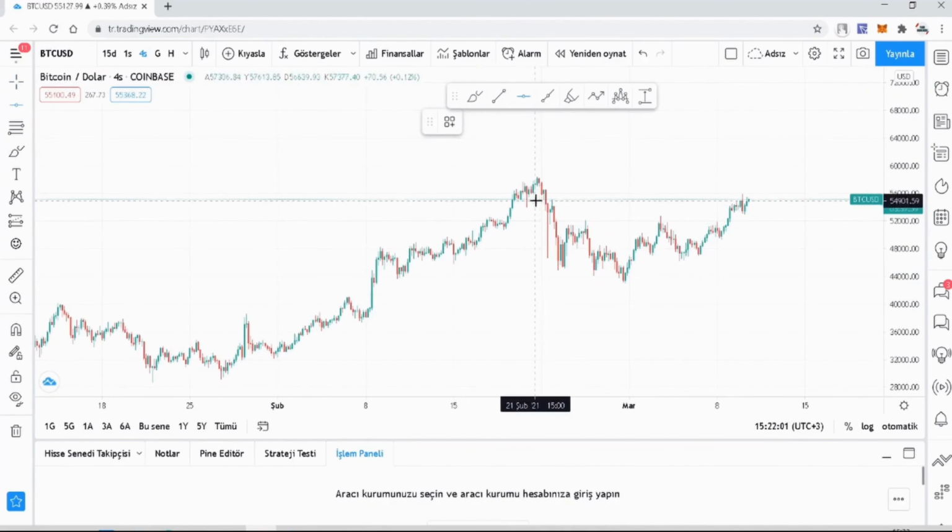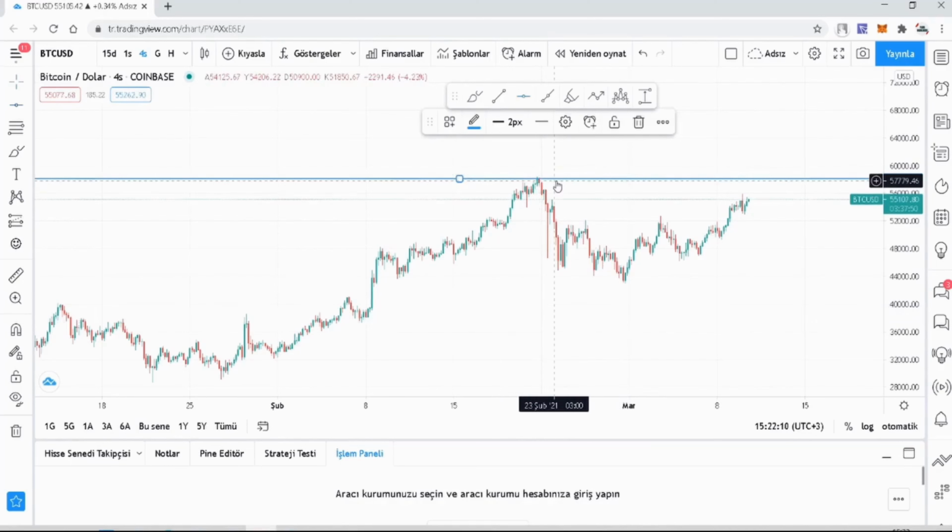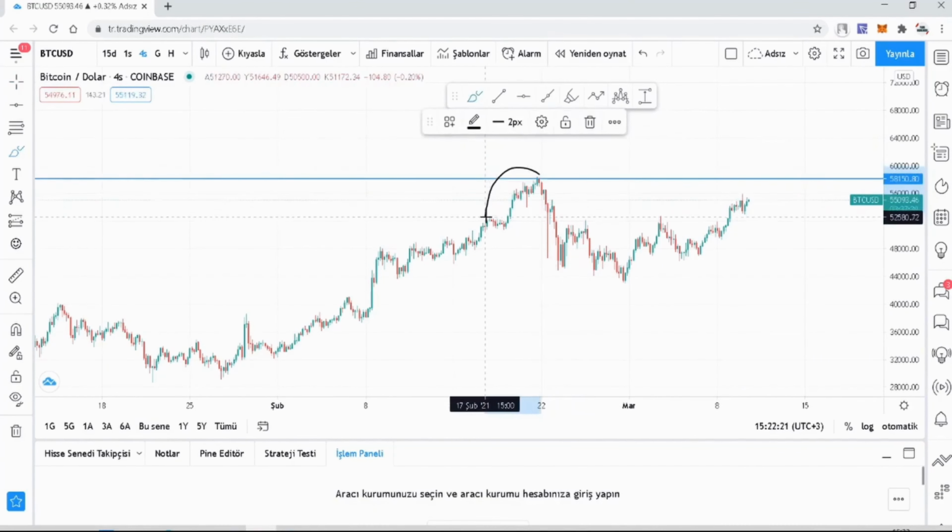First of all, a resistance point. The peak point, in other words, the point where it reverses, actually appears before us. The peak is our resistance. As you can see, this is a resistance. Now let's see where the previous peak is. As you can see, this is a peak.